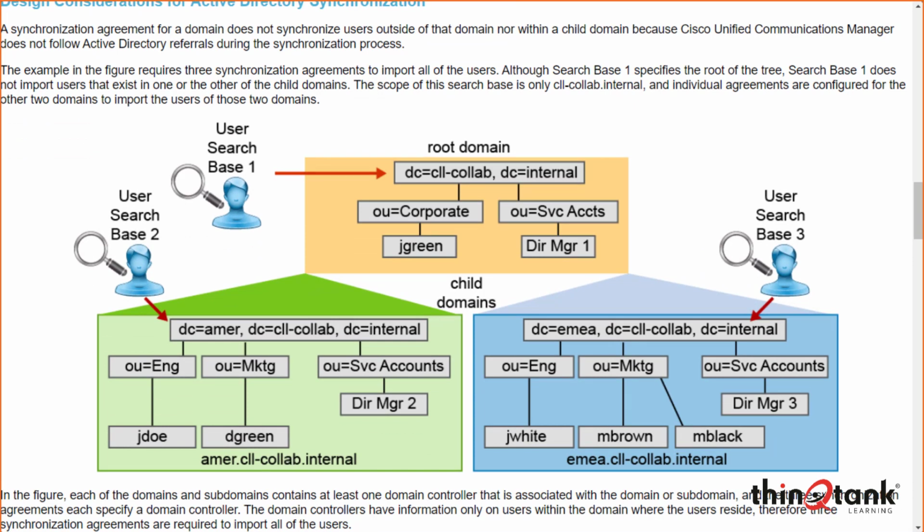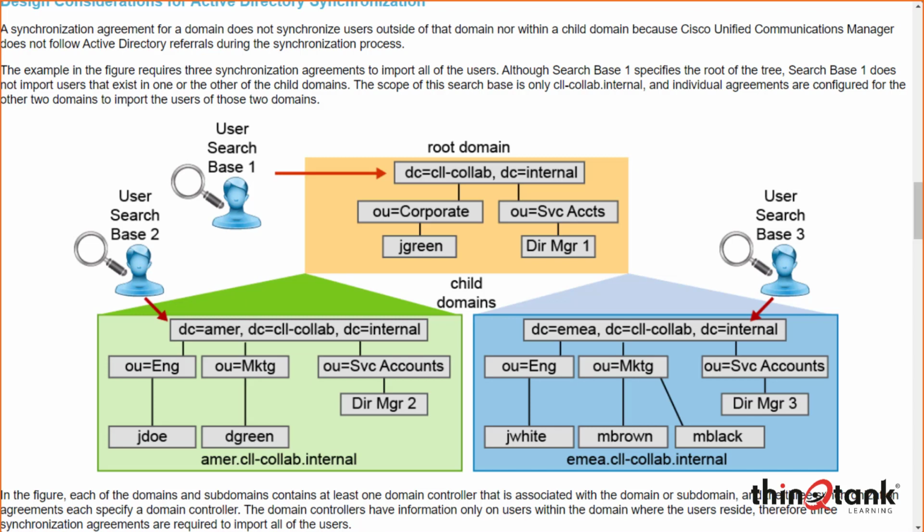The synchronization agreement allows us to synchronize users within the domain. But we cannot synchronize users outside of that domain or in a child domain because of the way that Call Manager integrates with the directory itself. So in this example, we see 3 different synchronization agreements to import different users. Search space 1 specifies the root of the tree. Search space 1 does not import users that exist in the child domains.